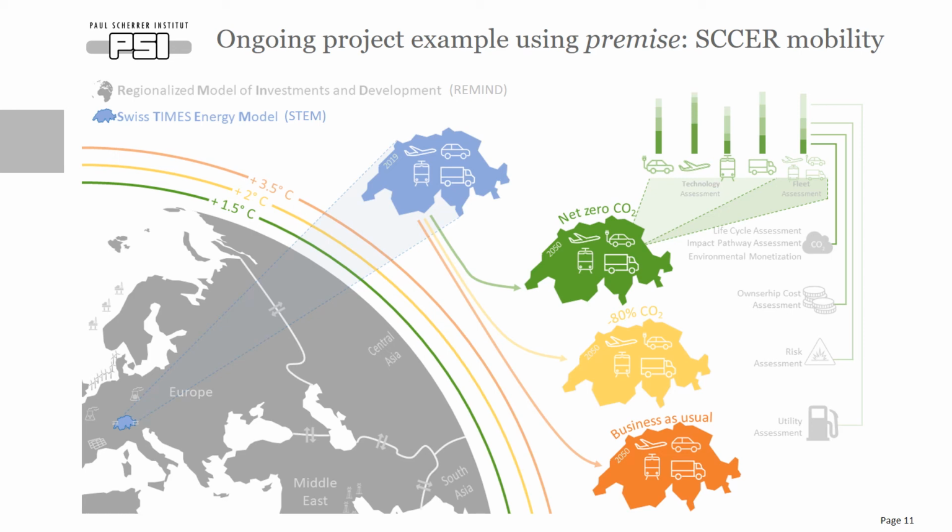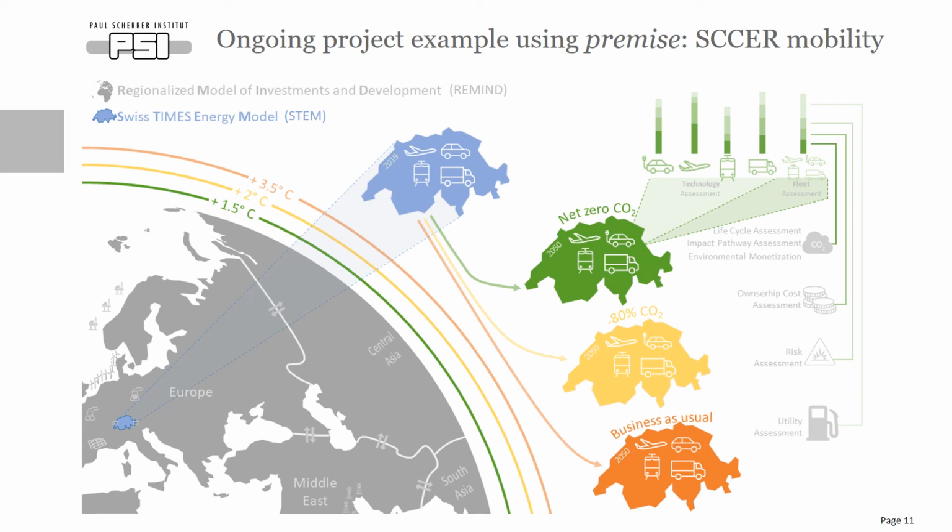There we had three major scenarios at the Remind level. So at the global level, we had 1.5, 2, and 3.5 degrees of atmospheric temperature increase scenarios, from best to worst. And we aligned that with three domestic scenarios for Switzerland. From best to worst, that would be a net zero CO2 scenario, a minus 80% CO2 emission scenario compared to 1990 levels, and a business as usual scenario.